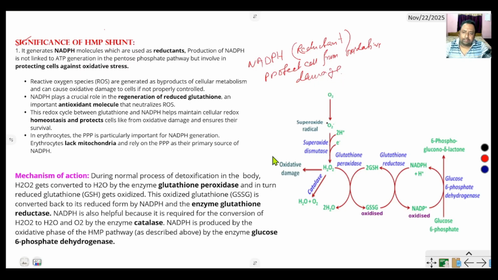Clear? The first, glucose 6-phosphate to 6-phosphogluconate is produced in the presence of glucose 6-phosphate dehydrogenase, producing NADPH. NADP plus is reduced to produce NADPH plus H plus. This NADPH plus H plus, in the presence of glutathione reductase, converts oxidized glutathione to reduced glutathione.